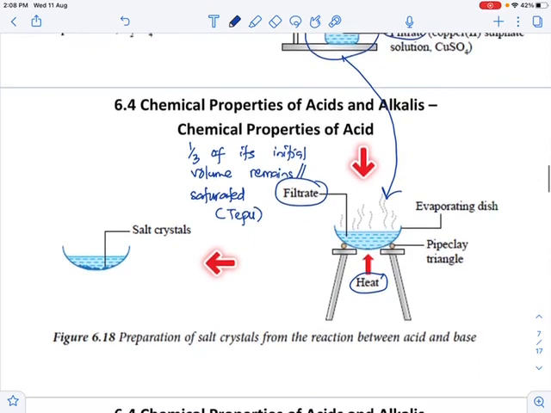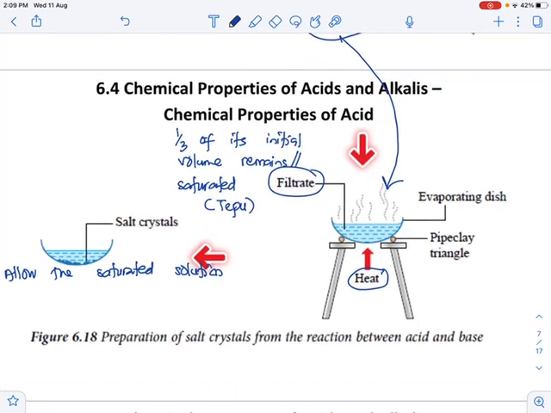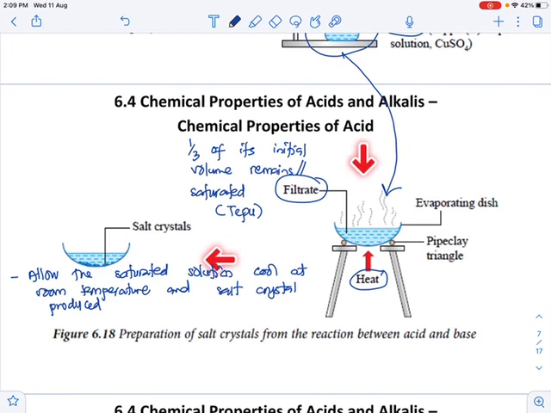Then, when the filtrate becomes saturated, allow the saturated solution to cool at room temperature and salt crystals are produced.